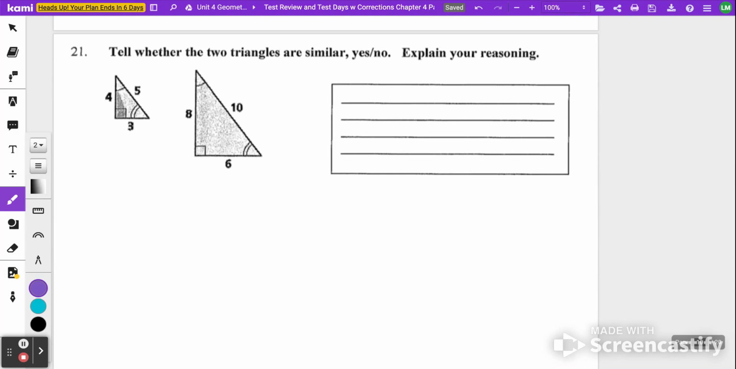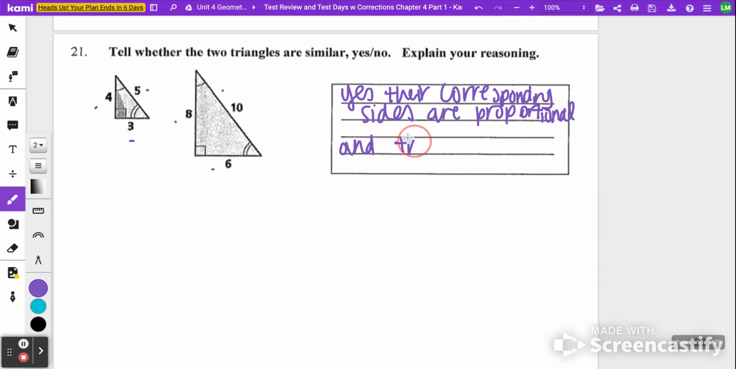21, tell whether the two figures are similar, yes or no. What I look for first is, do they have proportional sides? And it looks like yes. So I'm going to say yes. Their corresponding sides are proportional and their corresponding angles, excuse me, are equal.